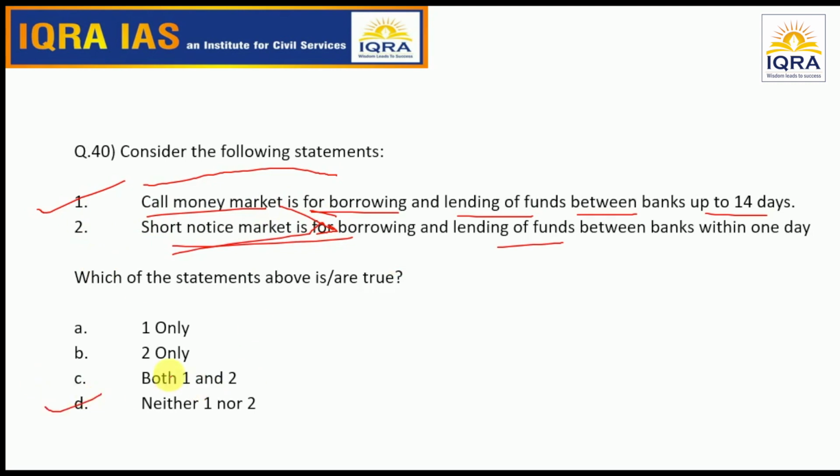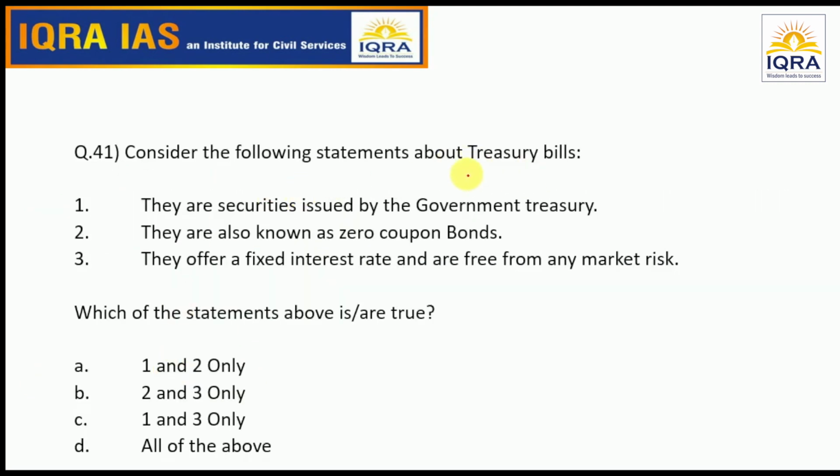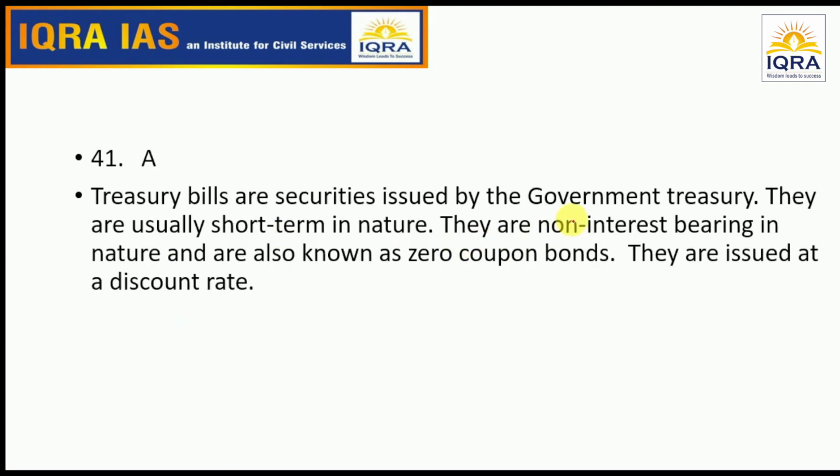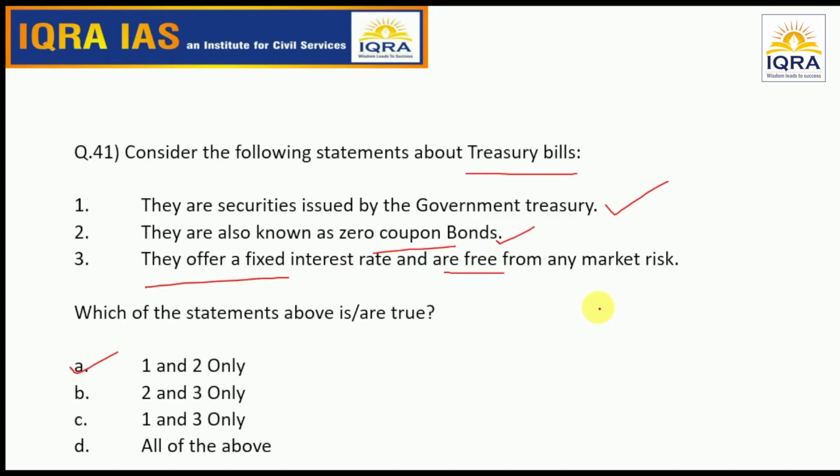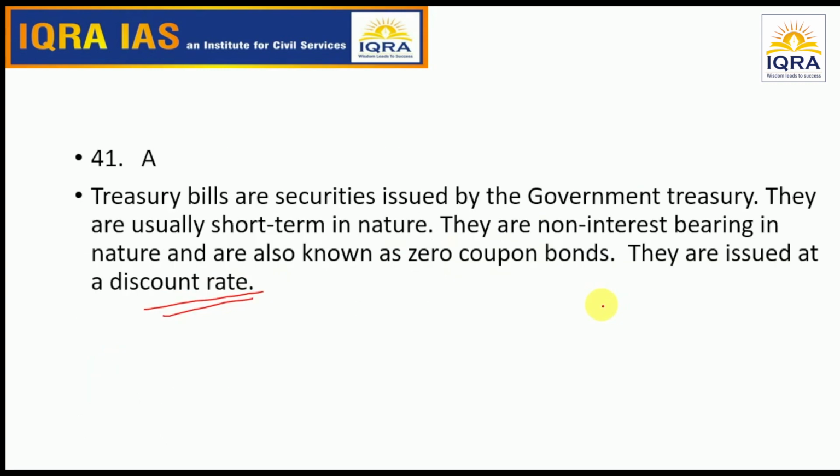Both are incorrect. Then consider the following statements about treasury bills. They are securities issued by government treasury. Yes. They are also known as zero coupon bonds. Yes. They offer a fixed interest rate or are free from market risk. No. Yes, only 1 and 2 are correct. Why? Because they are issued by the government and they are always issued at a discounted rate. And if we talk about rate of interest, there is no rate of interest involved in case of these treasury bills.